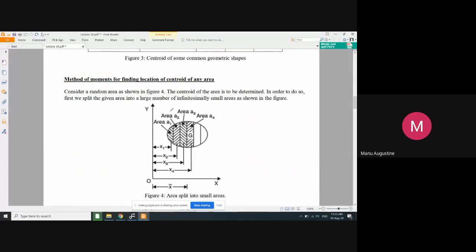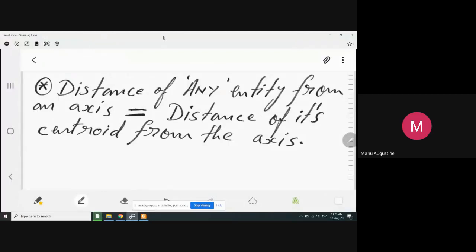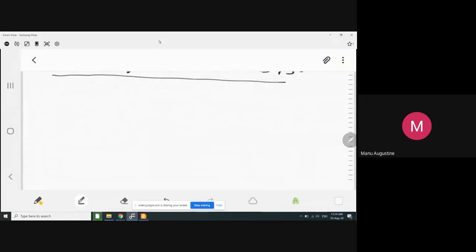moment of something. Now, look at this slide. Distance of any entity. We are starting with the concept of method of moments, but before that, you have to understand the concept of the distance of something measured from an axis. So, I'm saying that the distance of any entity from an axis is equal to the distance of its centroid from the axis. Now let us see what is the meaning of this statement.